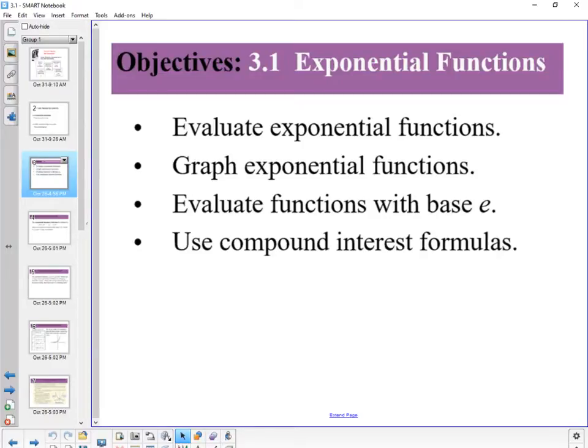E is very much like pi. It represents a number. It does go on forever. You will use it a lot, especially when you're doing exponential growth and stuff. So get used to it. And then we'll talk about the compound interest formulas if we have time to get to that.